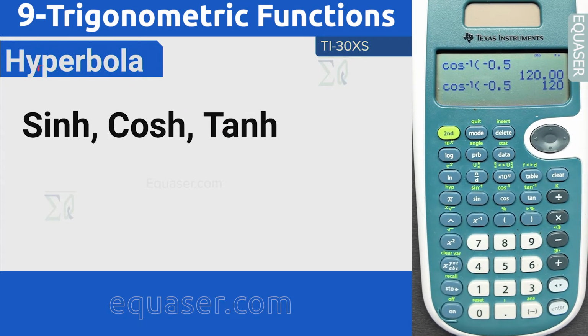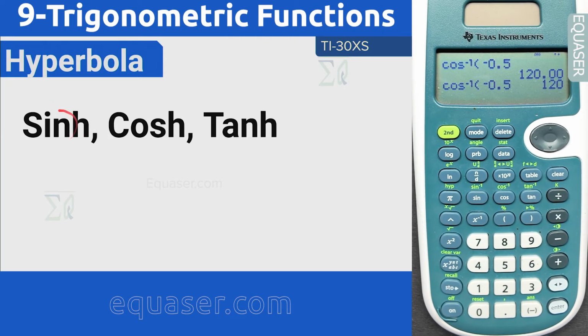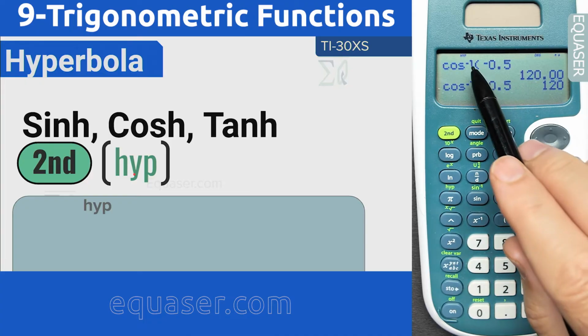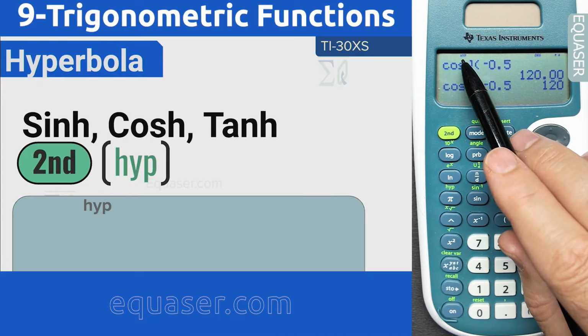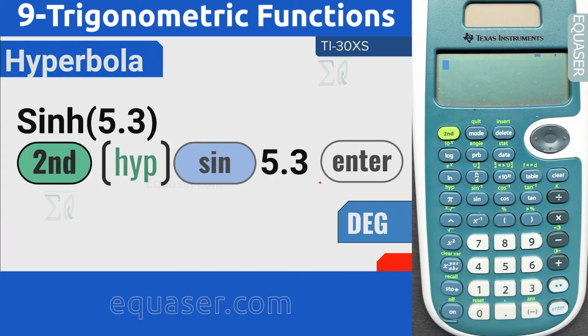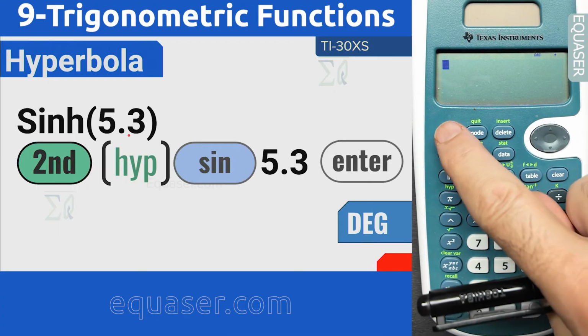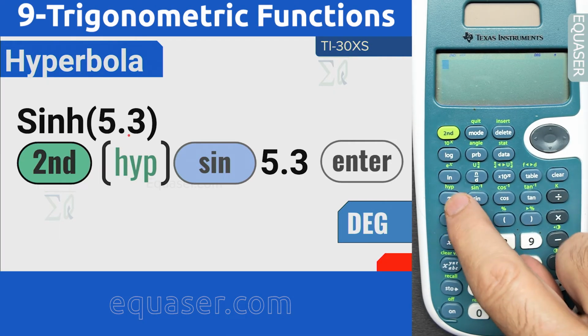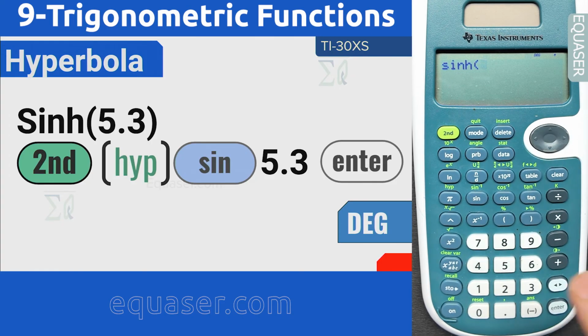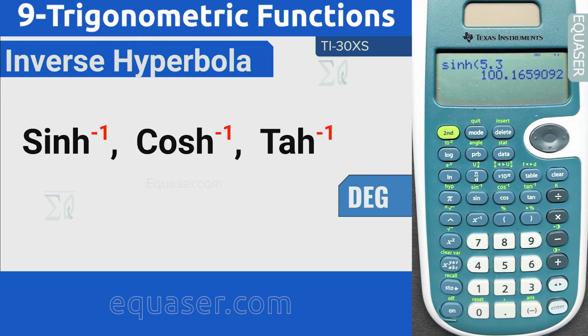Now if you want to do hyperbolic sine, cosine and tangent, when you press second function hyp, we will see HYP at the top of the screen telling us that it has been pressed. If you want to do sine hyperbolic of 5.3, we press second function hyp, it is activated, press sine, now it's sinh 5.3, and press enter, we get the answer.